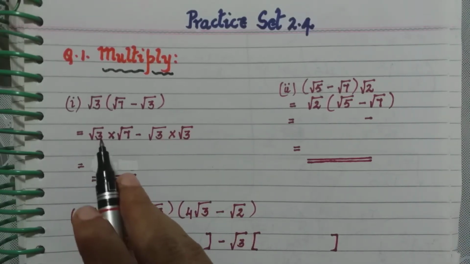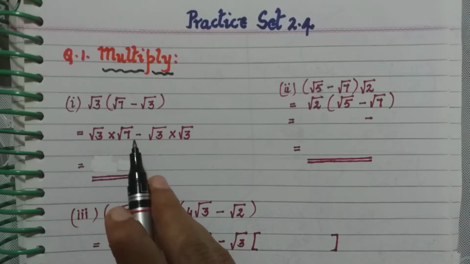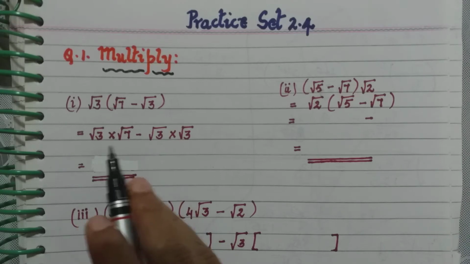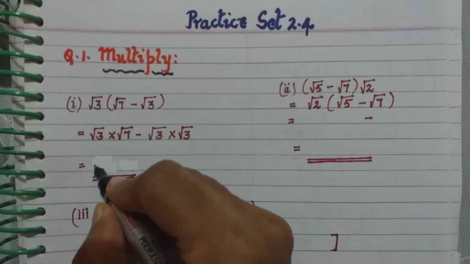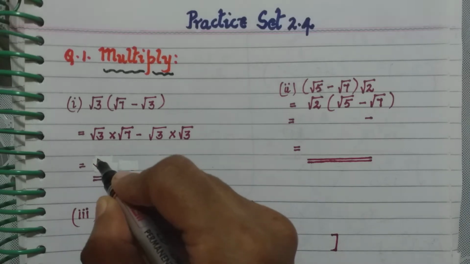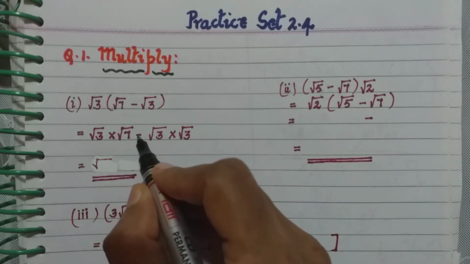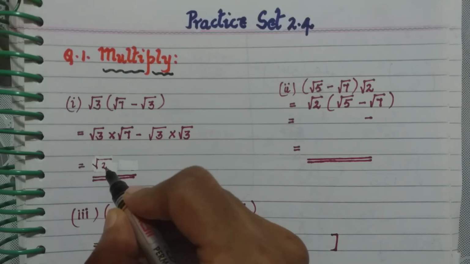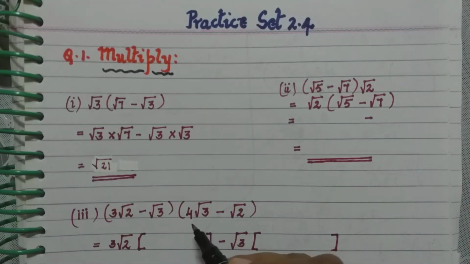So what happens here now? Root 3 into root 7. Now here the order is the same, so we can directly multiply. It becomes root 3 into 7 is 21. So I have here root 21.